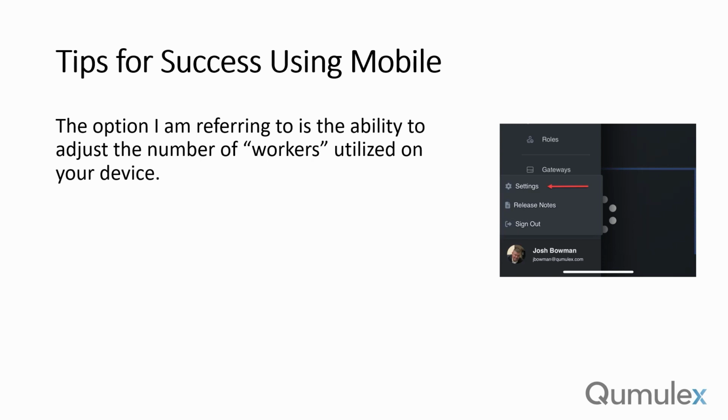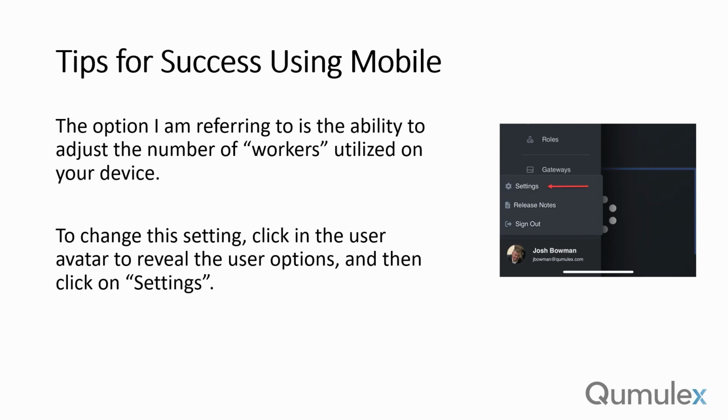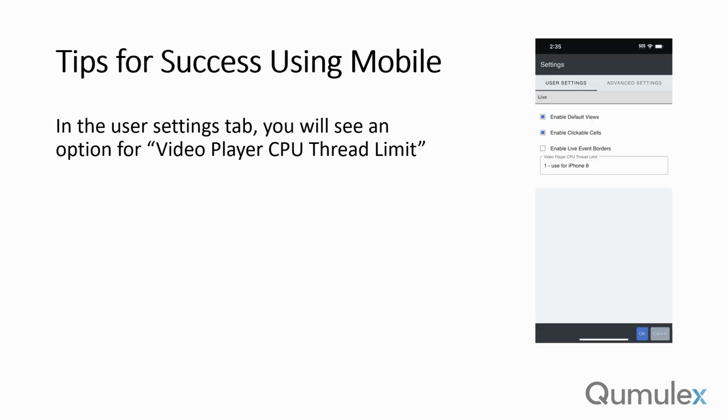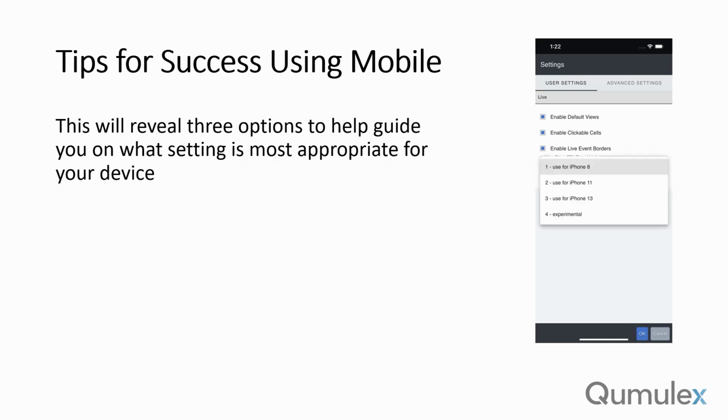So this option I'm referring to is the ability to adjust the number of workers that are utilized on your device. And the way that you change this is to click on the user avatar on the bottom left of your QxControl screen, and then that will reveal the various user options. So you would click on Settings, and then under User Settings, you will see an option for Video Player CPU Thread Limit. Sounds complicated. All you need to know is we have various thresholds set based on the generation of iPhone that you have. So this helps you understand what setting is most likely going to fit for you.